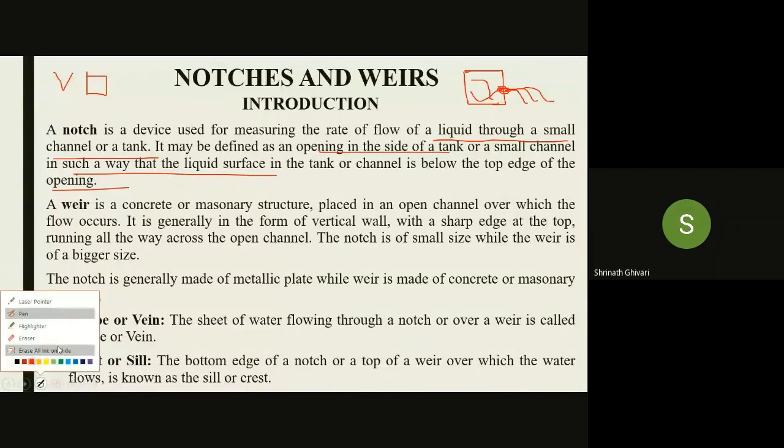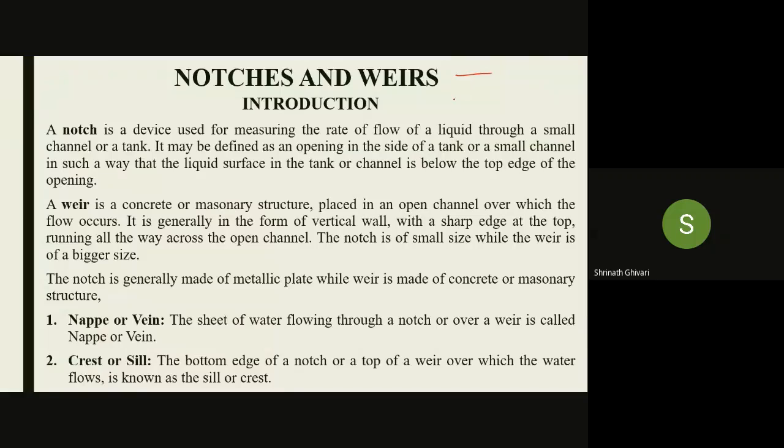If there is a tank and a small channel like this through which the fluid is flowing, the opening at the top of this is called a notch, through which the water flows like this. We have this in our fluid mechanics lab, where you can measure the rate of flow. Notches are used on a small scale. If you want to measure a small flow rate through a pipe, a channel or a tank, we can use a notch.